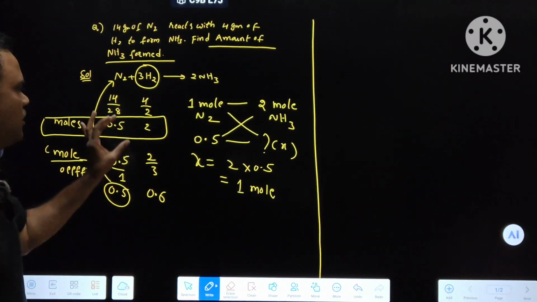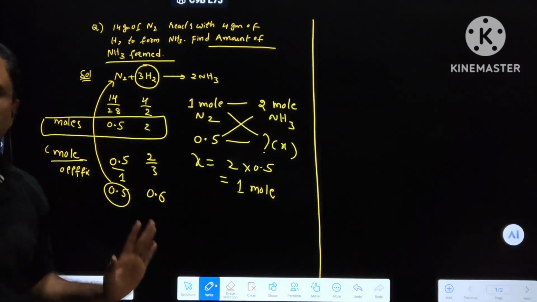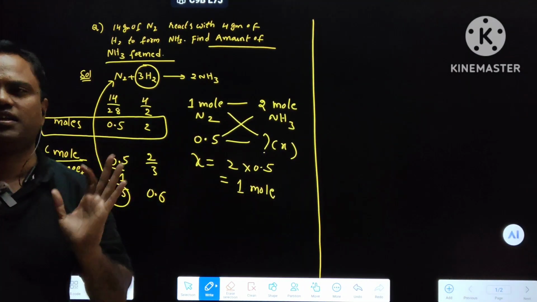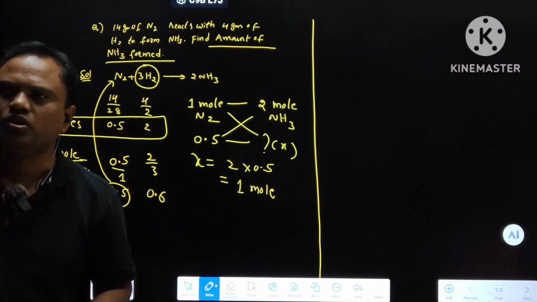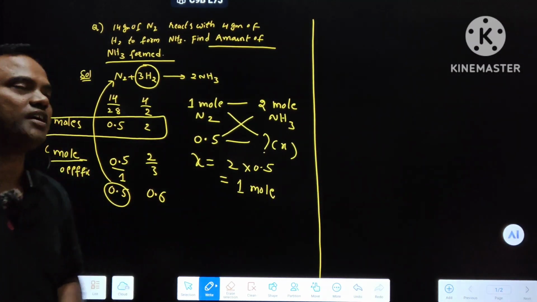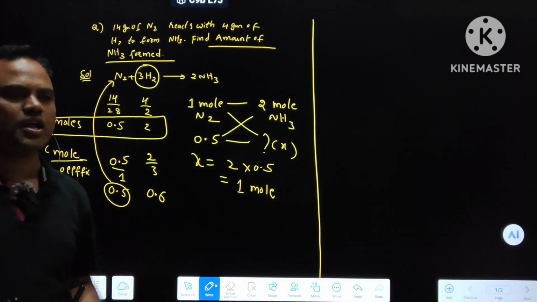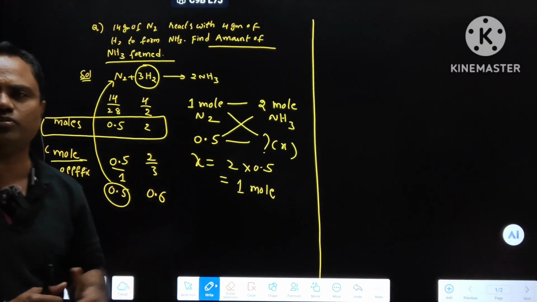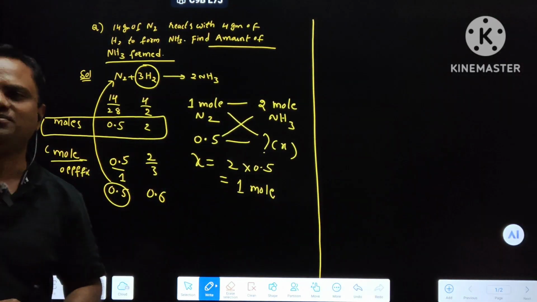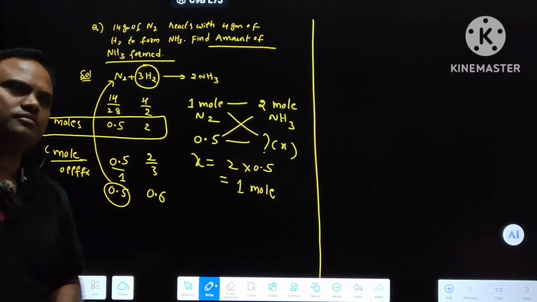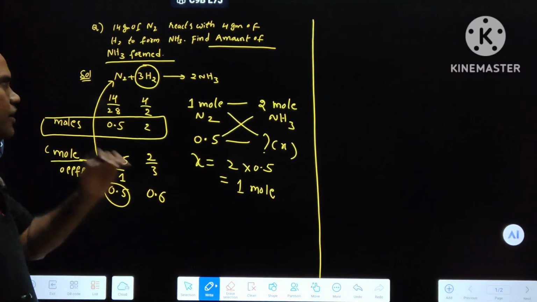Out of 2 moles, how many moles are combining with N2? Calculate that. We have 2 moles of hydrogen. Out of these 2 moles, how many moles are combining with N2? Find that out, and after getting it, subtract. Initially you have 2 moles. Let us see, according to the standard reaction.